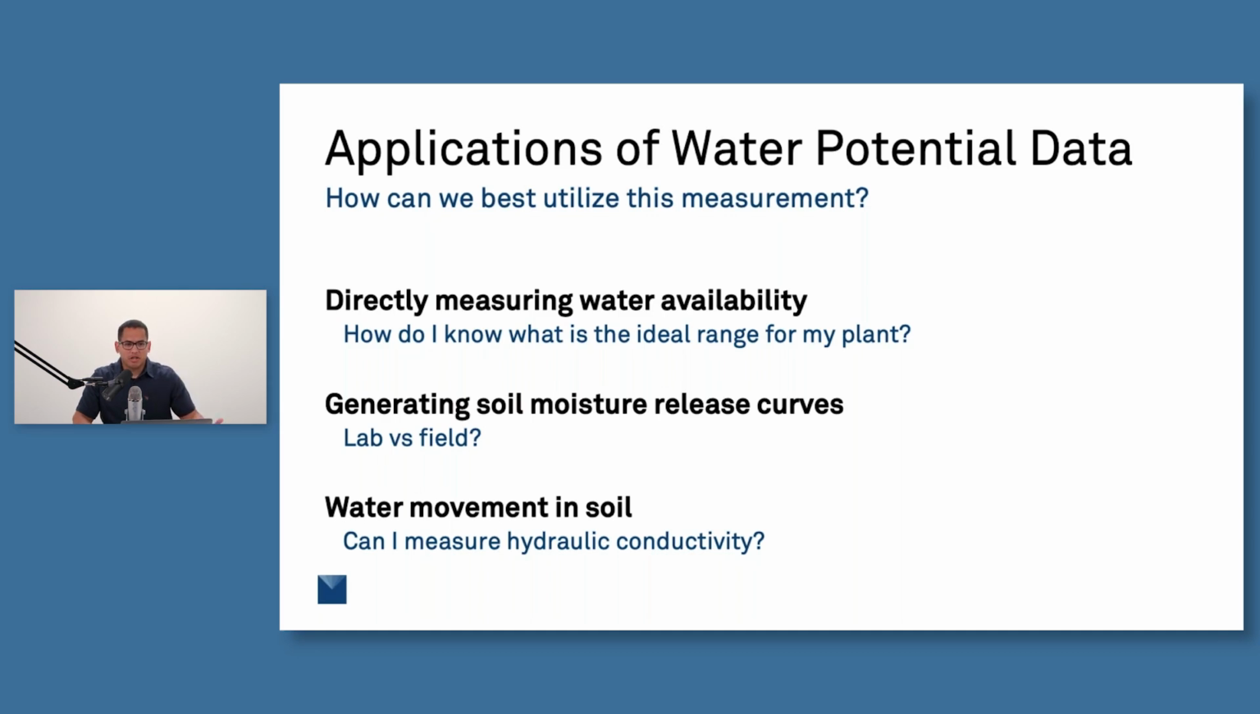And one of those questions, of course, is how do I know what the ideal range is for my plant? And we'll actually dive into that here in just a little bit. But first, I really want to focus on two other applications of water potential that I think are maybe less known or just less utilized, especially when it comes to field measurements. So one of those applications is actually just generating soil moisture release curves, which gives us that direct relationship of water potential versus water content.